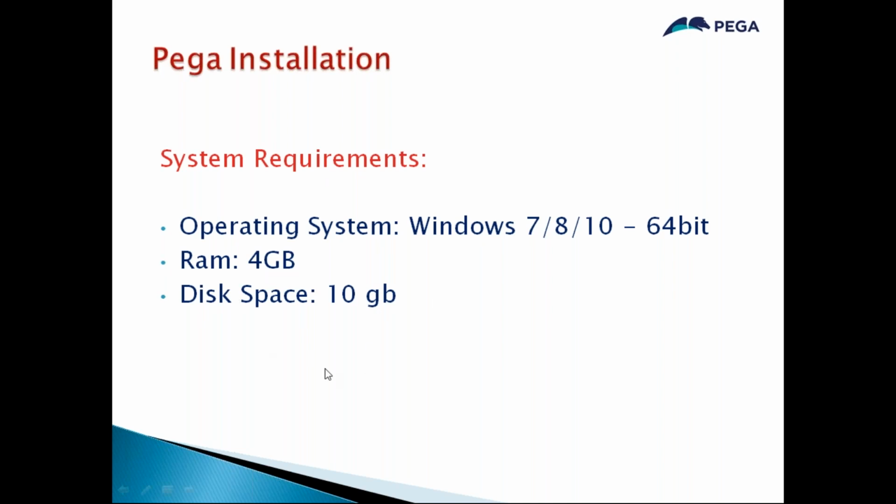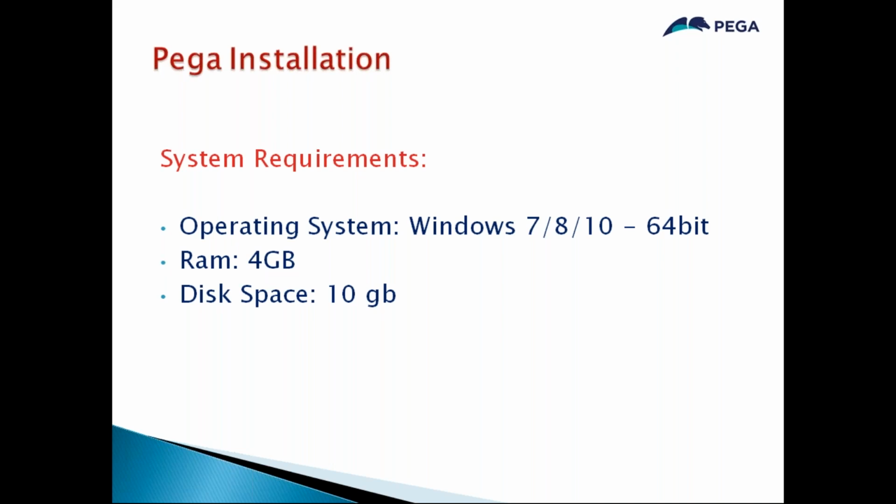I think there is no need to have any high-end configuration. A basic operating system with a basic processor, with 4 GB RAM and 10 GB free space. These are enough to install Pega in your systems. Okay? And the installation process I'll be discussing in tomorrow's session.